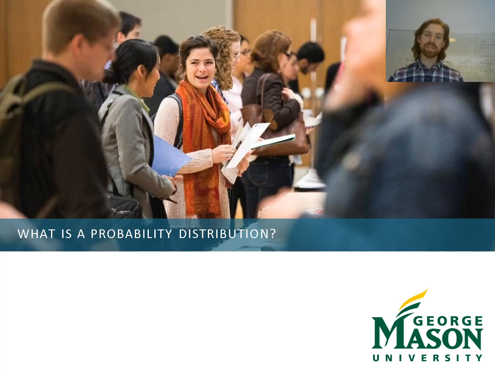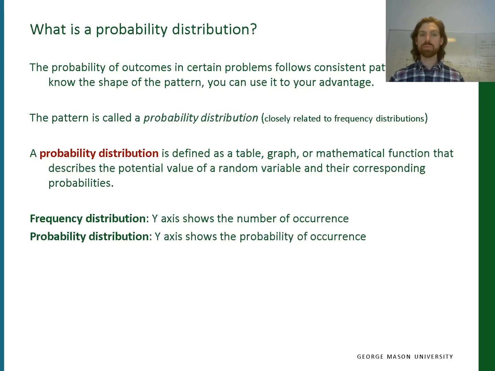So what's a probability distribution? Before we progress, it's important just to touch on this. So the probability of an outcome follows consistent patterns. If you know the shape of that pattern, then you can use it to do different things. You can use it where maybe you don't have actual data for a variable, or maybe you don't want to collect all of the data for a variable.